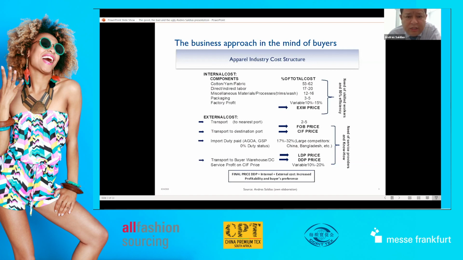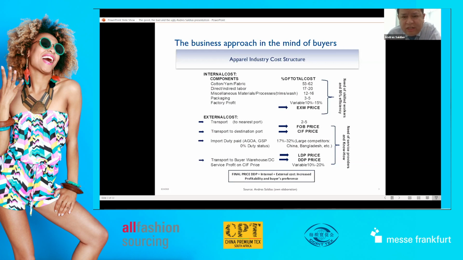They do understand that cotton, yarn, and fabric is the major component of the garment cost, between 53 to 62%. Labor is between 17 to 20%. There are other materials like trimming, washing, 12 to 16%, packaging 3 to 5%, and then comes the markup of the profit that ranges between 10 to 15% to get to the export price.